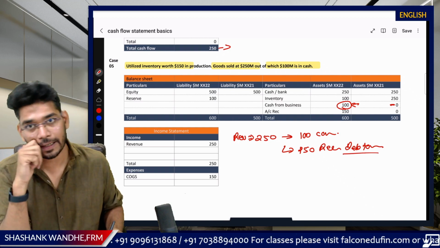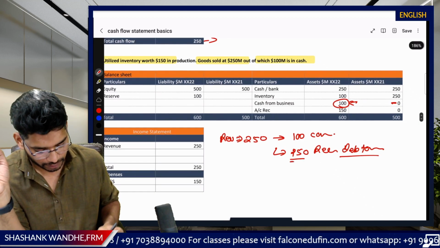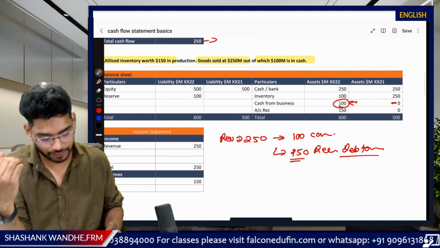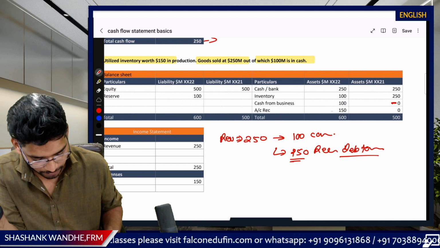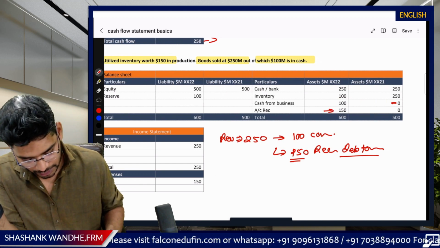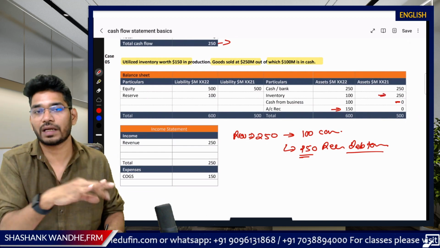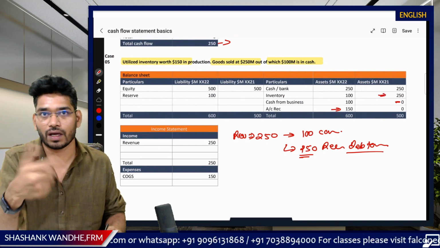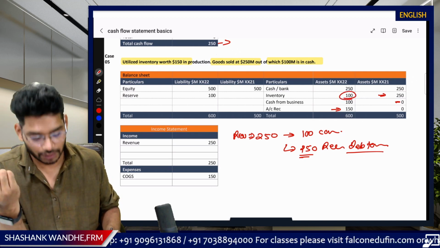Okay, so we will create a debtor account, and we will have accounts receivable. This means we have to receive 150 million from our debtors. So we have a new account here, 150 million. Now again, the inventory utilization is exactly the same. So you had the 250 opening balance, you utilized 150, closing balance, meaning here we have 100 million inventory left.